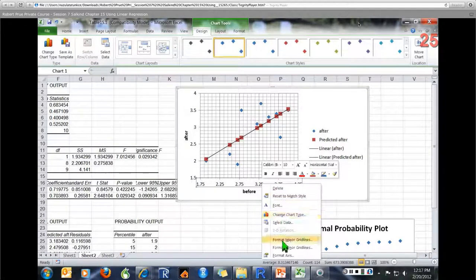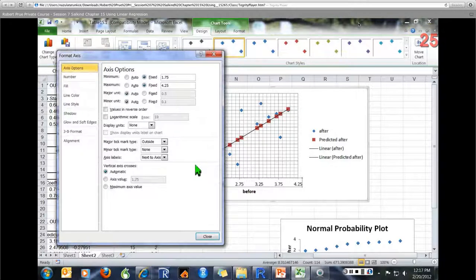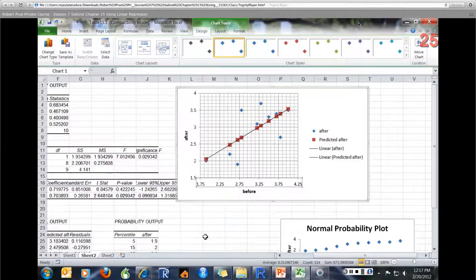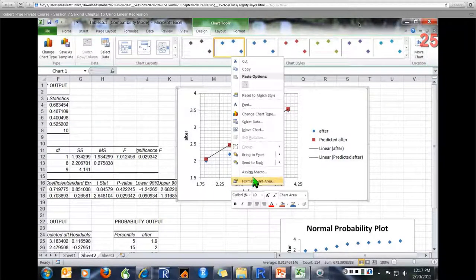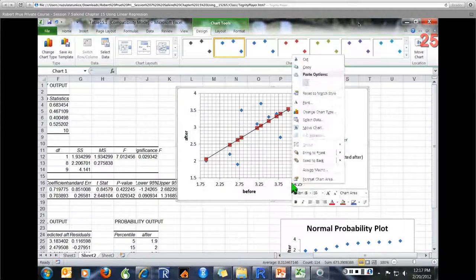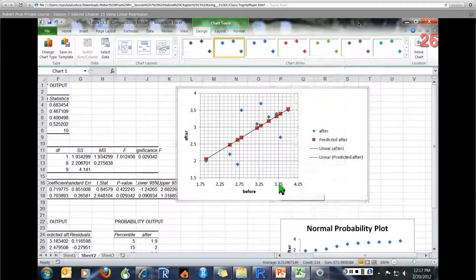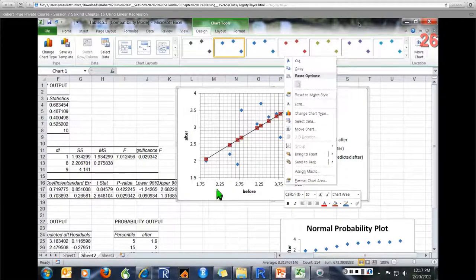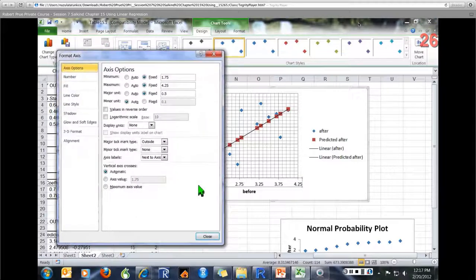I don't like the range of it. Major unit is 0.5. Let's do 0.5. Let's try this again. It didn't want to do it. Come on, there we go.